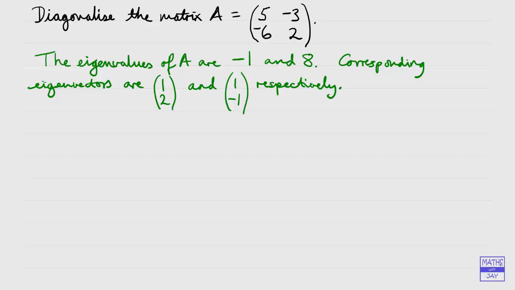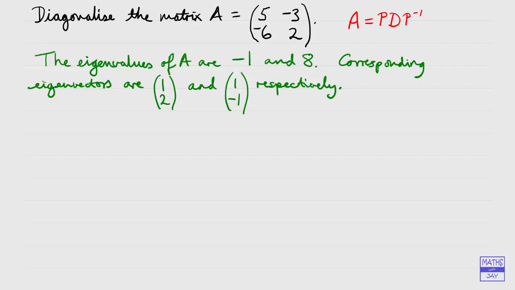So let's just write down what we mean by diagonalising a matrix. Now we're looking for a matrix which will only have entries on the main diagonal, all the other entries are going to be zeros, and we'll find that we'll be able to write down A is going to be equal to a matrix P multiplied by the diagonal matrix D, and then that will be multiplied by the inverse of the matrix P.